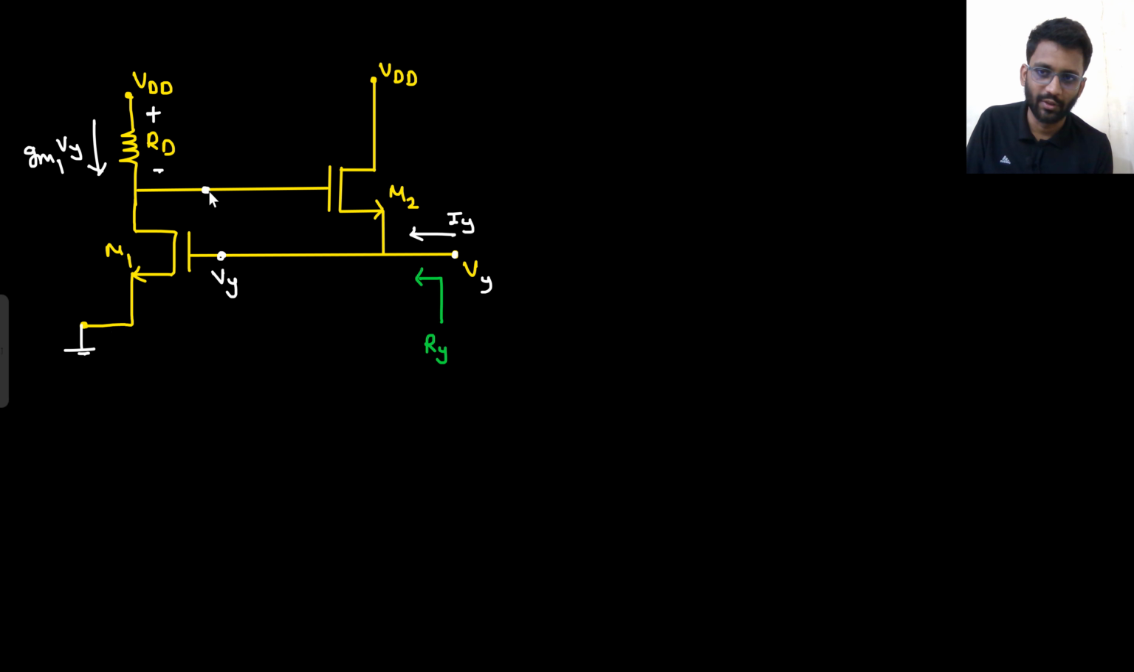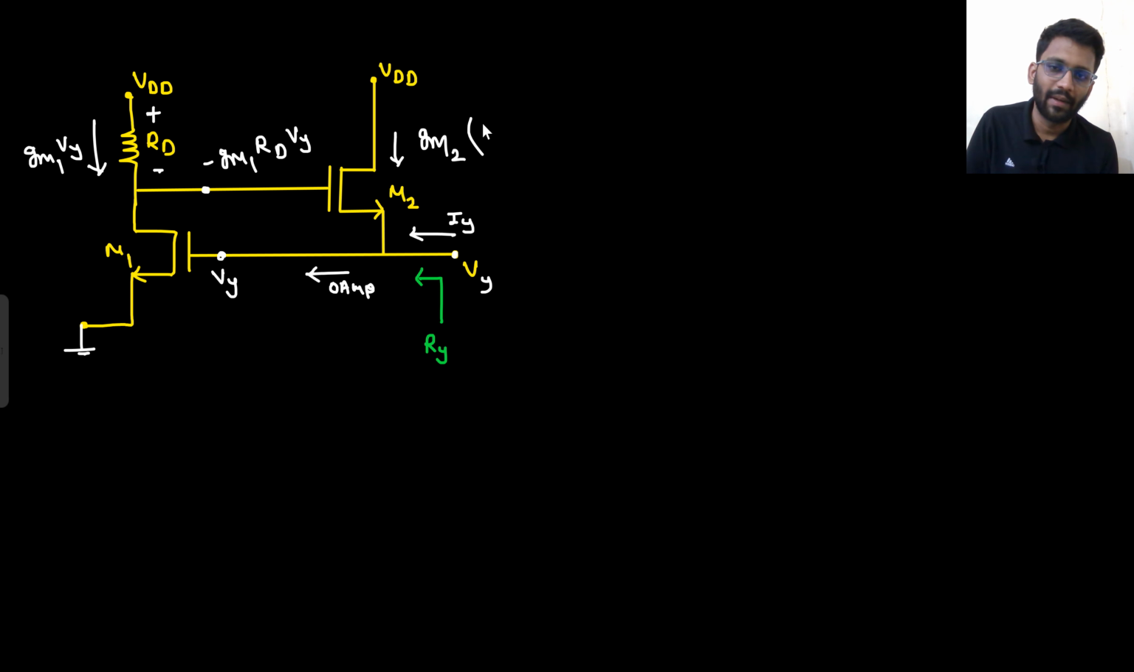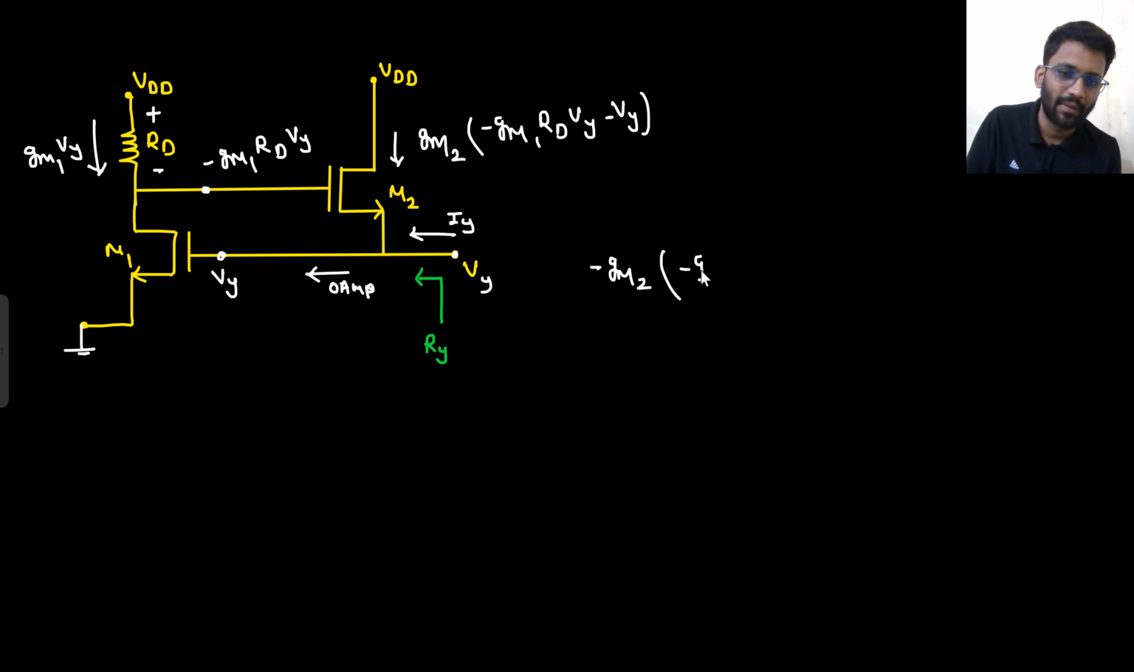So what will be the voltage drop? Voltage drop will be in this direction. What will be this potential? GM1 RD Vy. Now there is no current going here. There is 0 ampere current going here. So what will be your Iy? Iy will be the current flowing through M2. What is the current flowing through M2? That would be GM2 times minus GM1 RD Vy minus Vy. So this current is equal to minus of Iy. So minus of GM2 times minus GM1 RD Vy minus Vy would be equal to Iy.